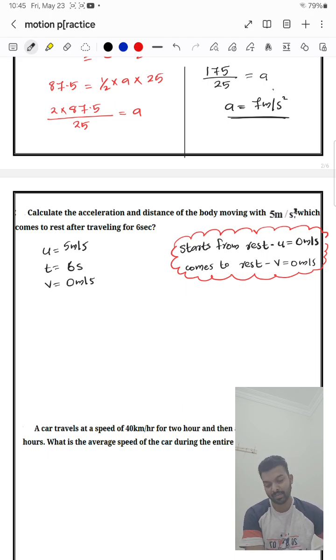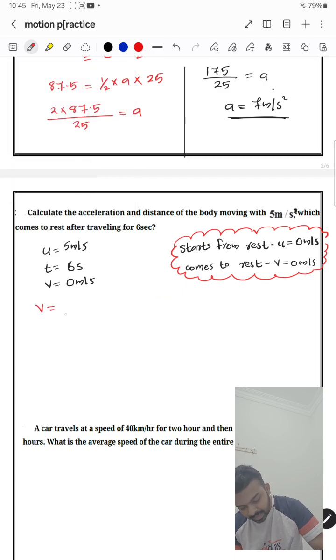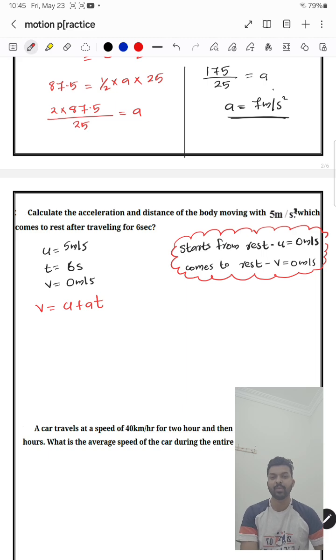So here we have to find the acceleration, and then the distance. Okay, so which equation should be taken? See, we have v, u, and t here. We have the first equation, right? So we can take the first equation: v is equal to u plus at.